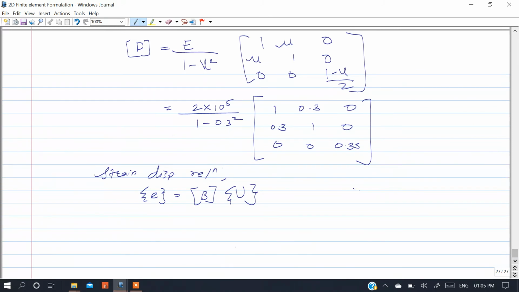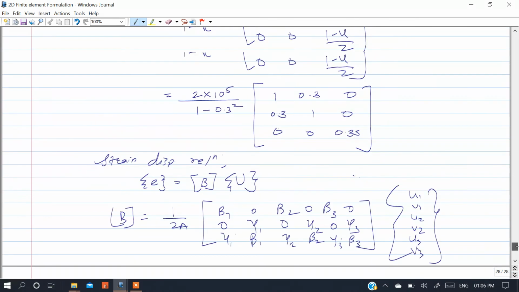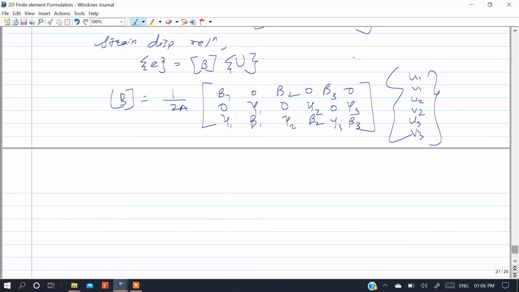Okay, so find out first B, that is 1 upon 2A in bracket beta 1 0 beta 2 0 beta 3 0, 0 gamma 1 0 gamma 2 0 gamma 3, and then gamma 1 beta 1 gamma 2 beta 2 and gamma 3 beta 3, into u1 v1 u2 v2 u3 v3. So these u1 v1 u2 v2 values are all given in the problem. So first we have to calculate this 2A.